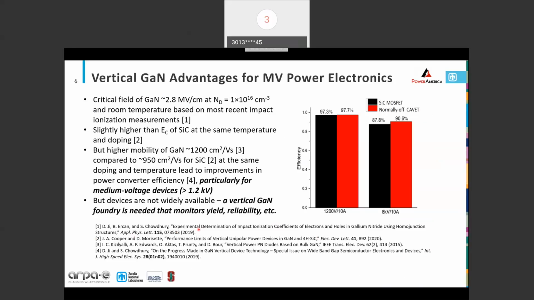So I think the way to really do this is to get good measurements of these ionization coefficients, and then you can translate that into a critical field at a certain doping and temperature. And so that's where this 2.8 value came from. This is the best I'm aware of right now, but I expect this will probably keep evolving, particularly as material quality continues to improve.